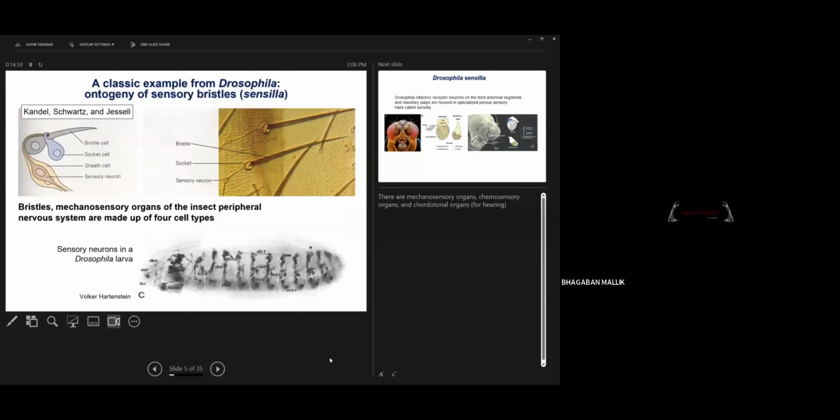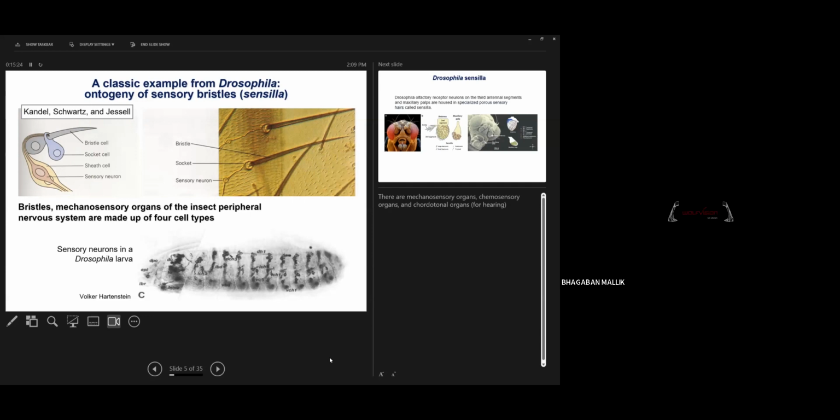Okay, so we'll go to the previous slide. Here is the structure of the sensilla shown in detail. This is a diagrammatic representation, and this is how it looks when imaged. You have a sensory neuron that goes to another structure called a socket, and a hair-like structure called the bristle arises from the socket. So it consists of 4 cell types.